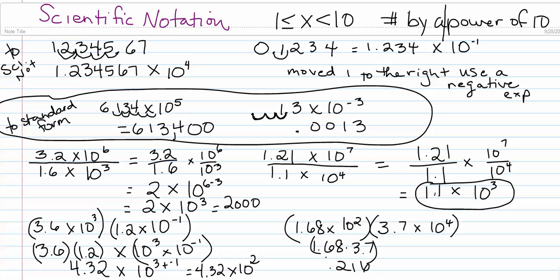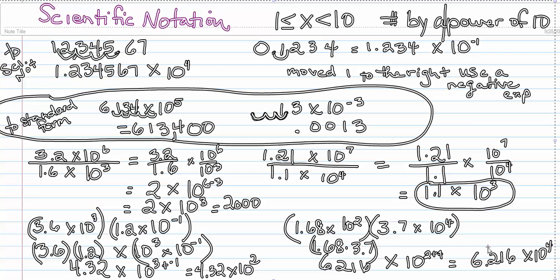Okay, 6.216 times 10 to the, well, I've got to add the exponents. So the new power is going to be 2 plus 4, and that happens to be a 6. And just a quick check, is 6.216 between 1 and 10? Yes, it is. So my number is in scientific notation.